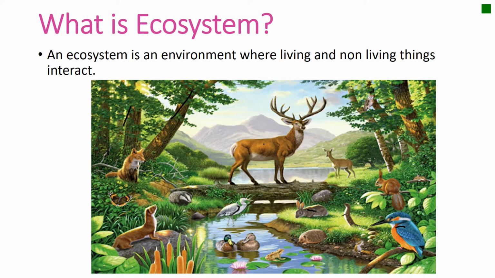Living things need air to breathe, they need food to eat, they need water, and they need a place to live in. While the non-living things, such as the water, the rock, the soil or the sand, don't need water or food or air or a place to live in. So the living and the non-living together in an environment is called an ecosystem.